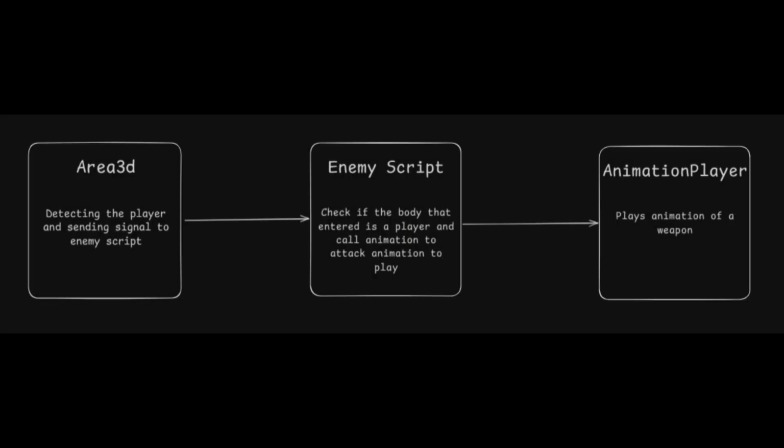An Area 3D allows you to send signals to scripts whenever something enters its zone, and that's exactly what we need. When the player enters the zone in front of the enemy, Area 3D will send a signal to the enemy script. Inside the enemy script, we will receive this signal and tell the animation to play, and everything else happens the same as when the player swings a sword.